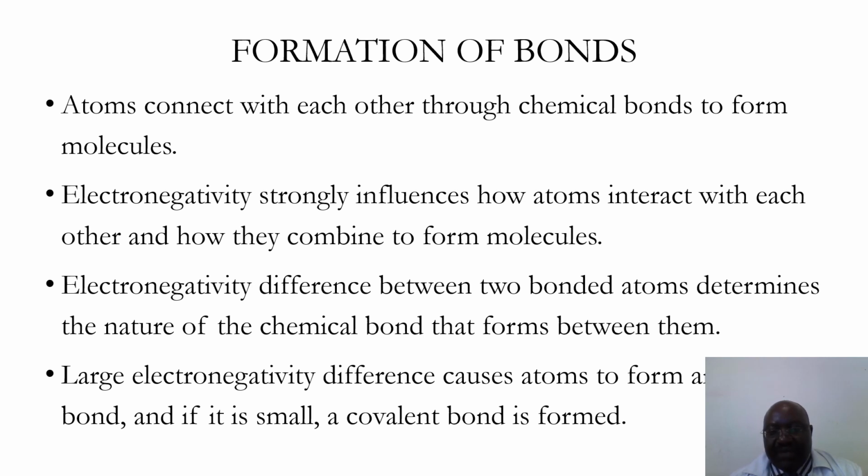Electronegativity strongly influences how atoms interact with each other and how they combine to form molecules. Electronegativity difference between two bonded atoms determines the nature of the chemical bond that forms between them. Large electronegativity difference causes atoms to form ions or ionic bond. If it is small, the bond formed is covalent.